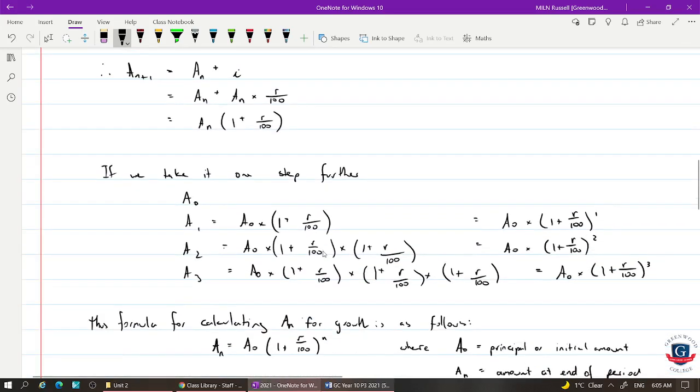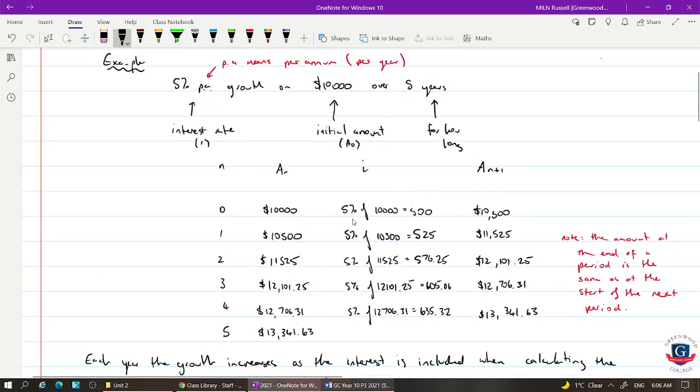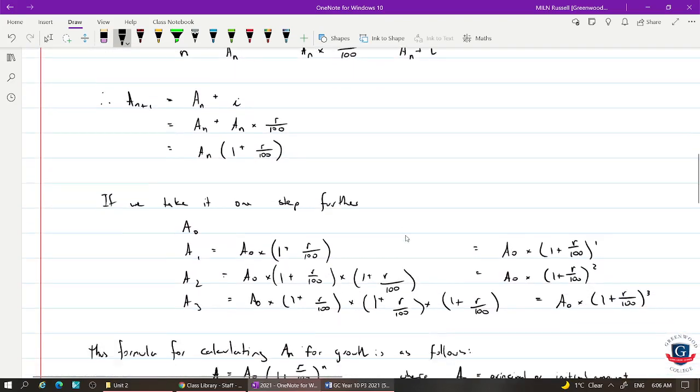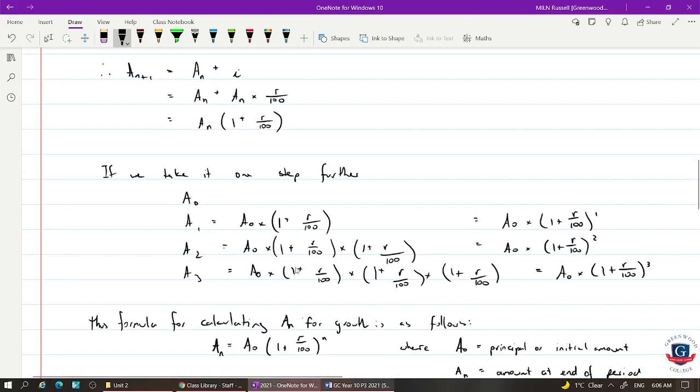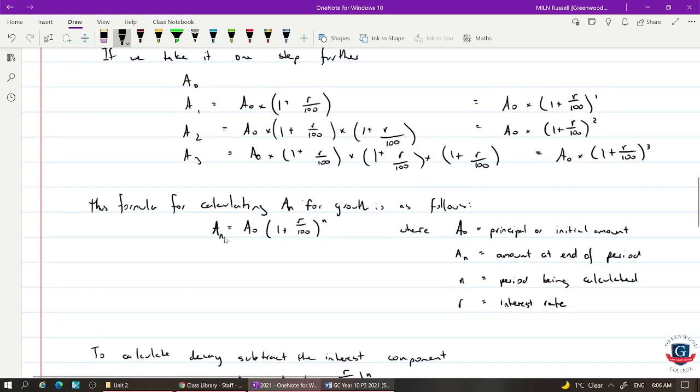Now we can take that one step further. If we have a look, we start with A0, then if we want A1, the amount at the end of the first period, we multiply it by 1 plus the interest rate, which is just what we did there. And for A2, it's just what we had before, times by 1 plus R over 100 again, which gives us this formula over here: A0 times 1 plus R on 100 to the power of 2. And if we want A3, we just do it again, and that gives us to the power of 3, so we can generalize that to, for any period, it's equal to A0 times 1 plus R divided by 100, raised to the power of the period number.